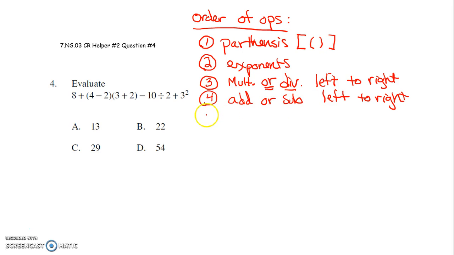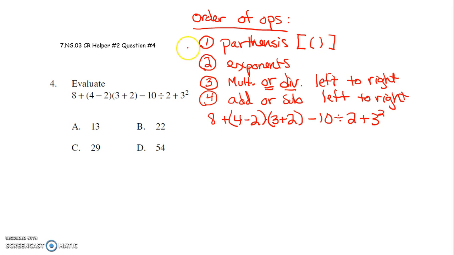So let's take a look at the expression you were given and go ahead and simplify it using our order of operations. 8 plus, then in parentheses, 4 minus 2, times, when you don't see anything in between the parentheses, you assume the operation is multiplication. And then you have 3 plus 2 minus 10 divided by 2 plus 3 squared.